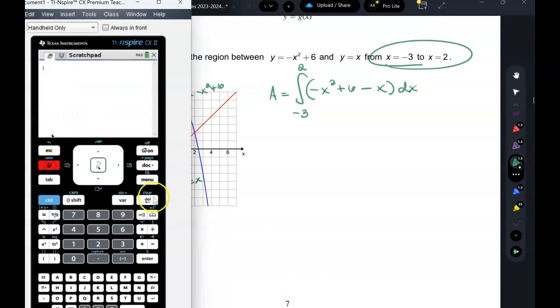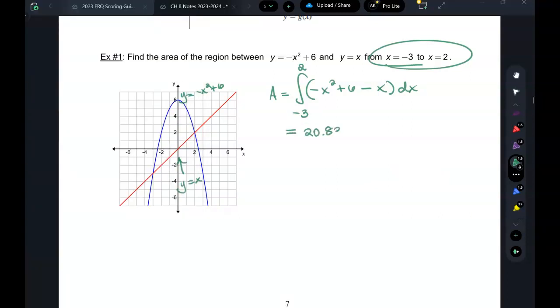Okay, so let's go to the new graph. It has the same area as that. Yeah, exactly. So if I were to graph this, it would be a parabola. And if I found the area under the curve of that area in the x-axis, it would be the same area between the two curves. Everything okay? Good. Oh, I forgot to charge mine. 20.833. Good?